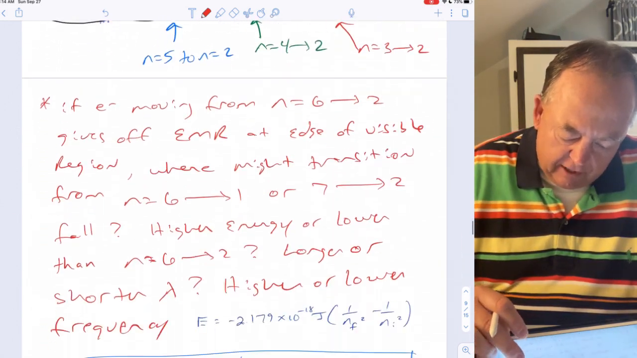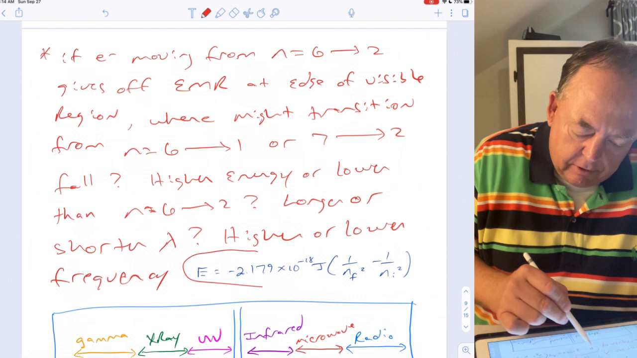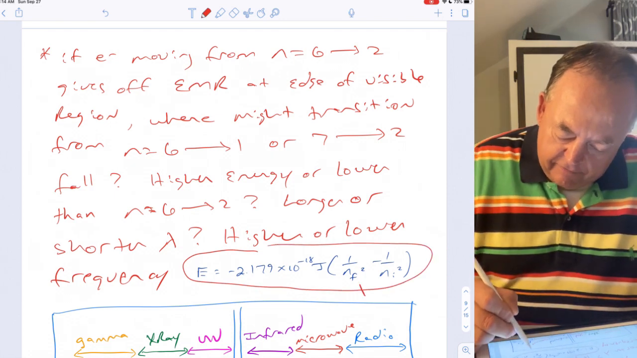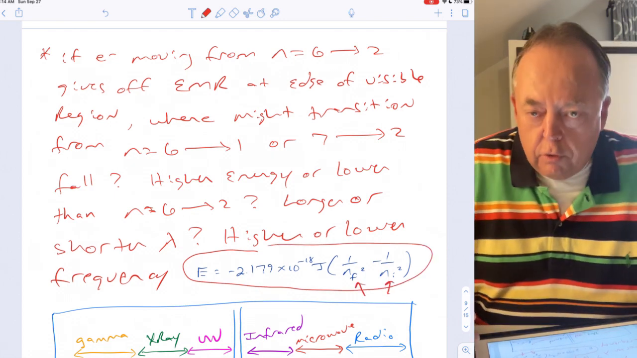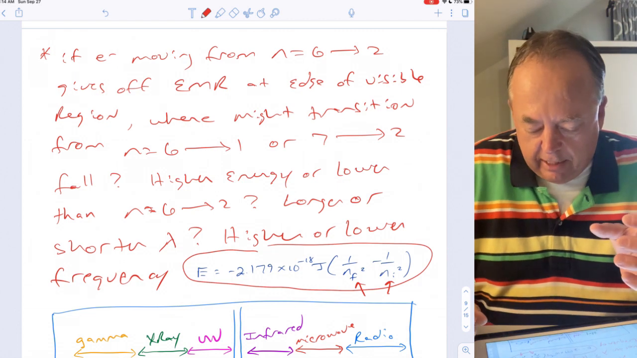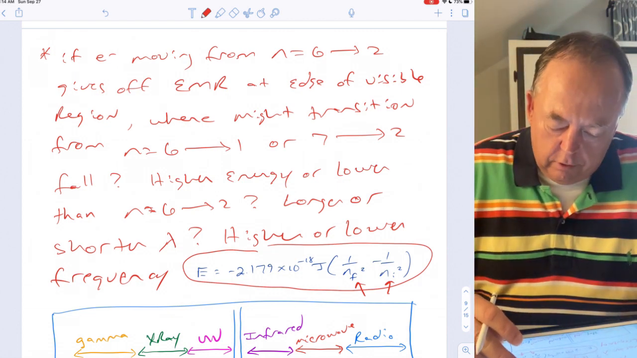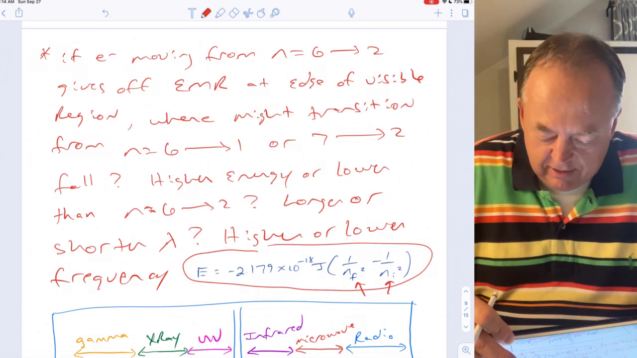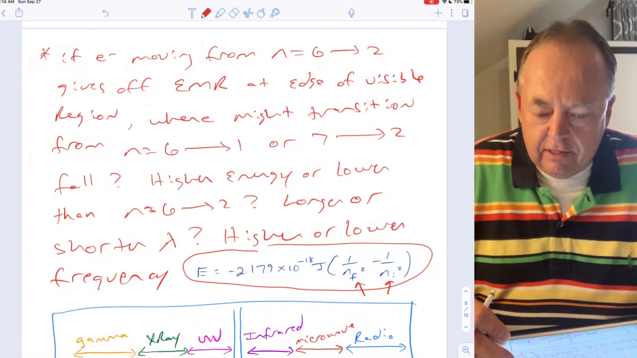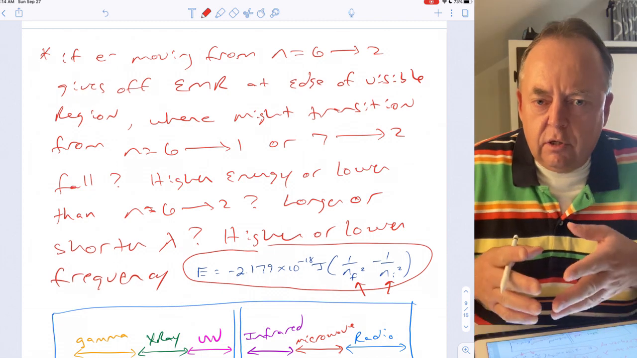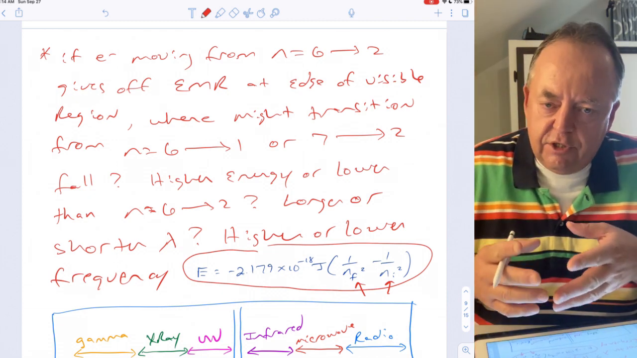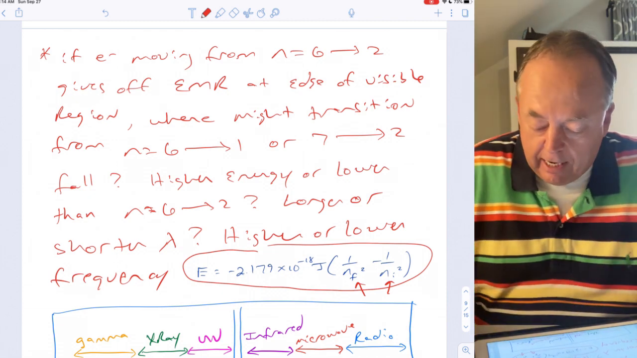Well, it's reflecting this equation, right? If NF and NI are close together, then that's going to be less energy that's given off. And furthermore, if NF was 7 and NI was 6, and you squared those and took the difference, right? That difference in energy would be a lot smaller. You can just do the math yourself.